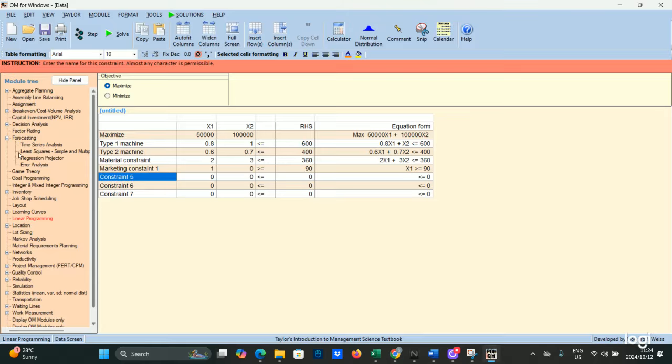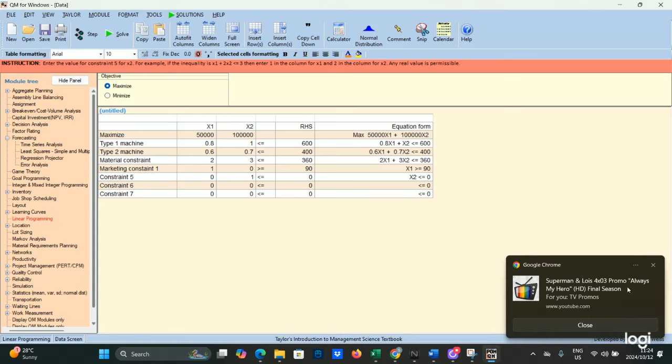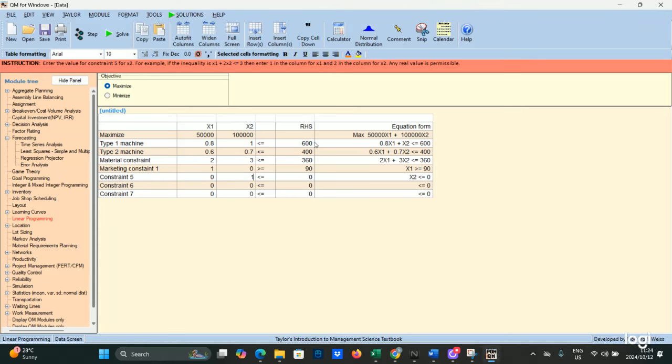Since they didn't mention anything here about the car, the constraint is strictly focused on the truck. So they're saying it should be greater than or equal to, or at least, 27.